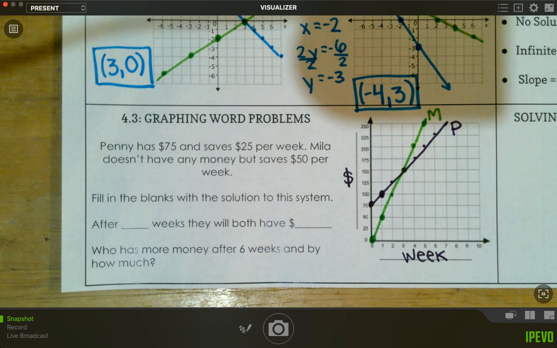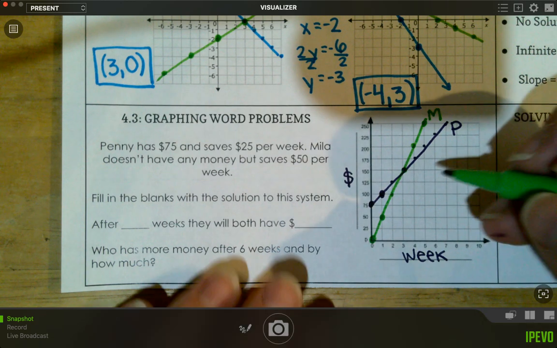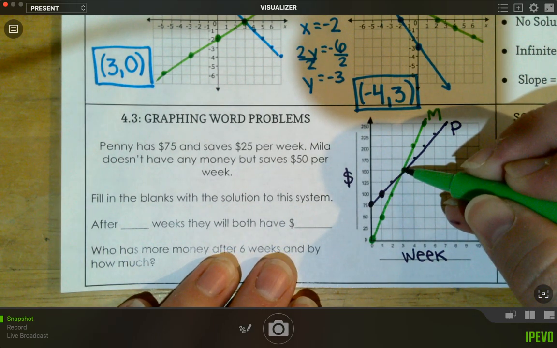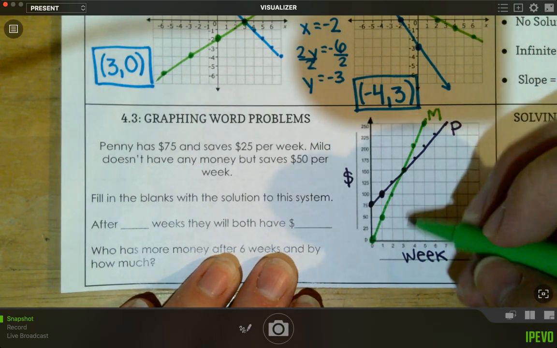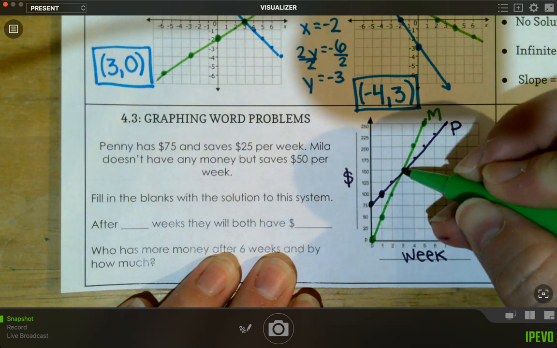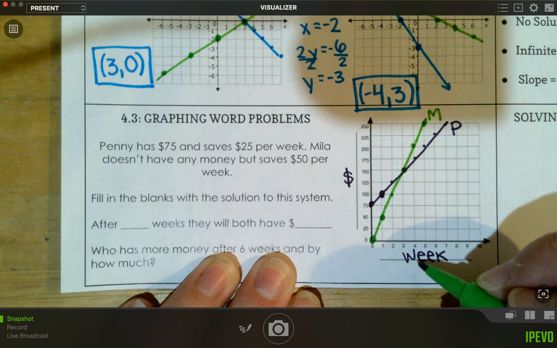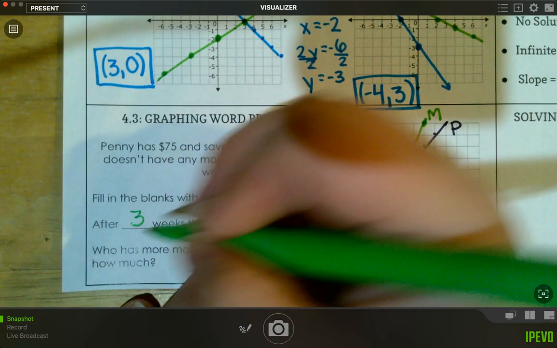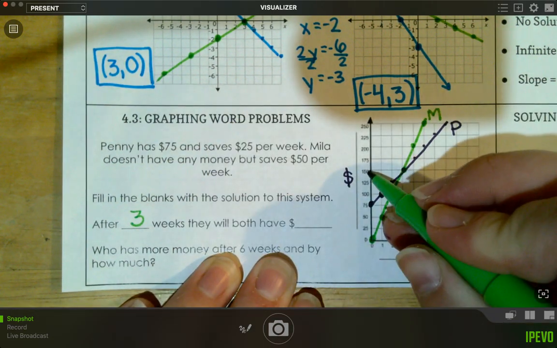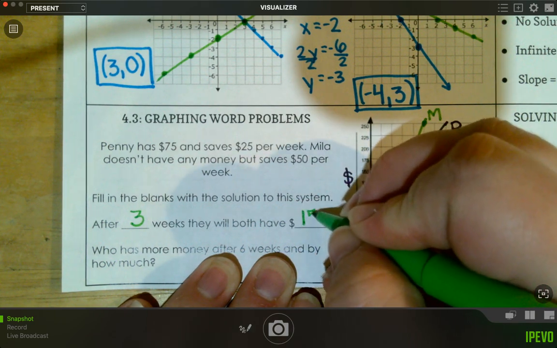Now we're going to fill in the blanks. After blank weeks, they will both have blank dollars. Figure out where they cross, because it says with the solution. The solution is right here where these 2 lines cross over each other. So that's at 3, 150. So it's 3 weeks. They both have $150.